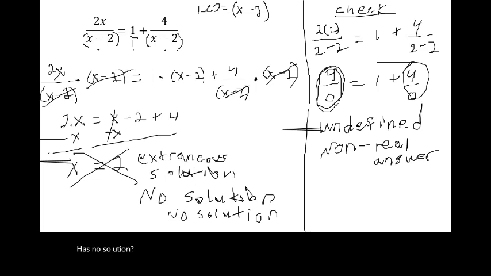So please be very careful of this. You do need to check your answers every single time, even if you check them mentally. Even if you could take one look at this and know, oh yeah, if I plug in 2, I'm going to get 0 on the bottom. Just check your answers every single time, because extraneous solutions are a reality. So just make sure that every single time you check your answers, and remember, you cannot have a 0 in the denominator.